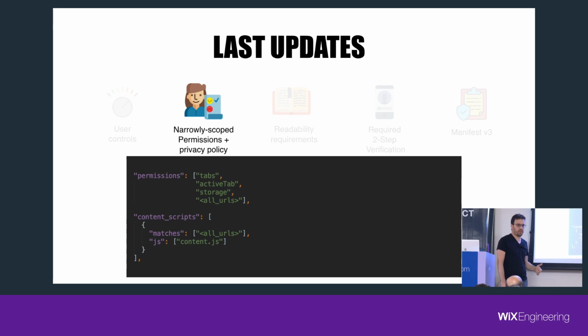Another thing is narrowly scoped permissions. From last month, Google has published in their blog that they're going to block all the extensions that aren't using narrowly scoped permissions. Any extension that uses more permissions than it needs will be blocked. Also, they encourage all the extensions that use users' data or content to publish a privacy policy.